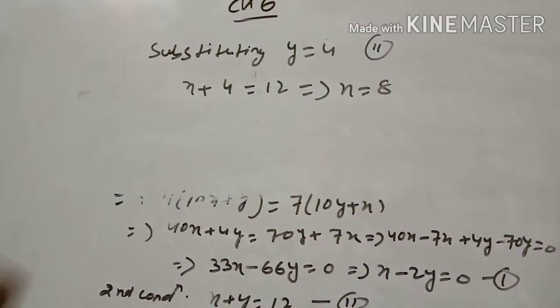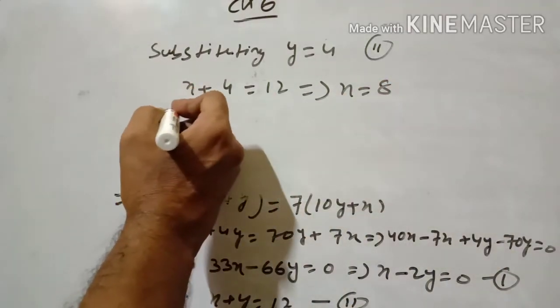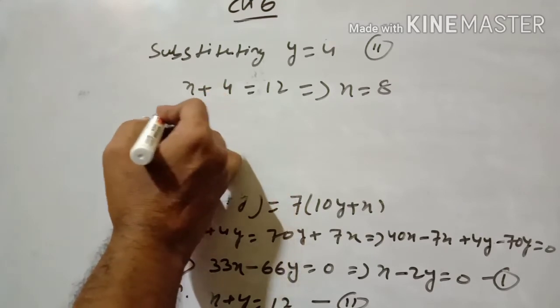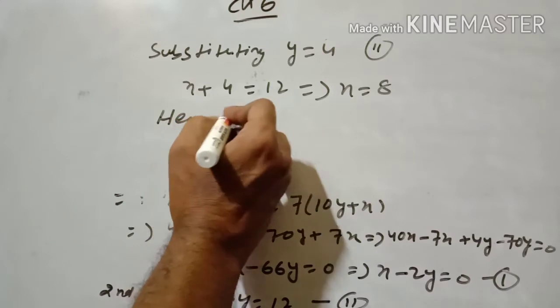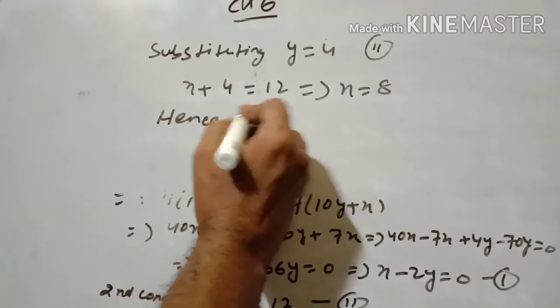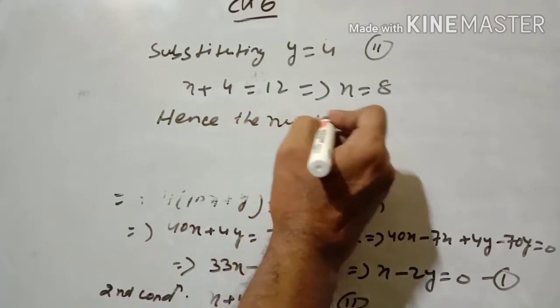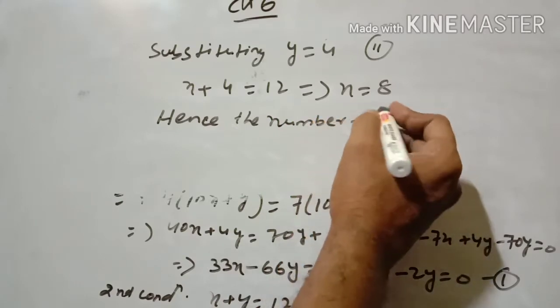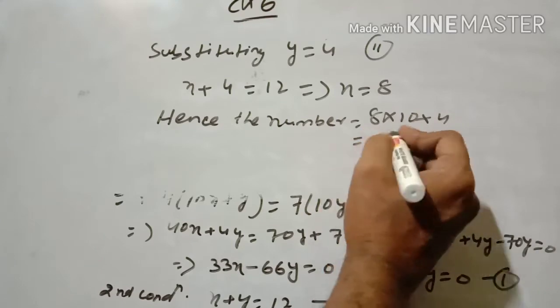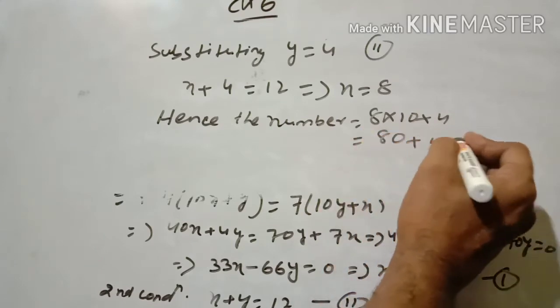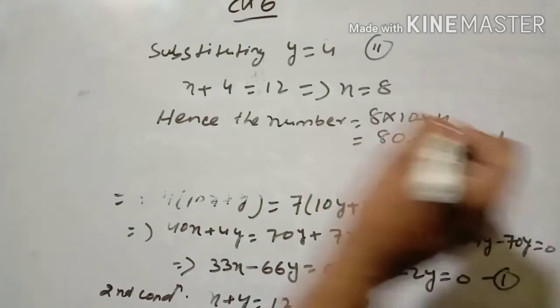Therefore, hence, the number equal to what? X is our 10's place, so 8 into 10 plus 4 means 80 plus 4 equal to 84. Write down.